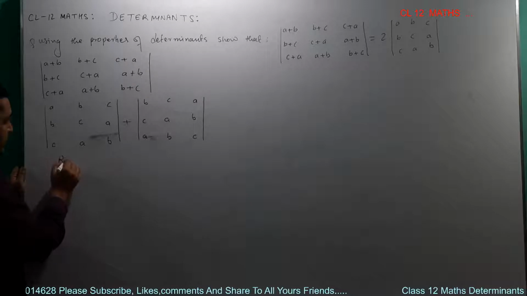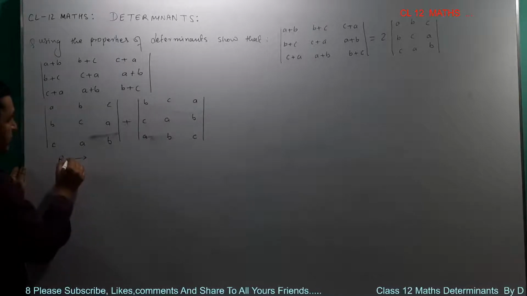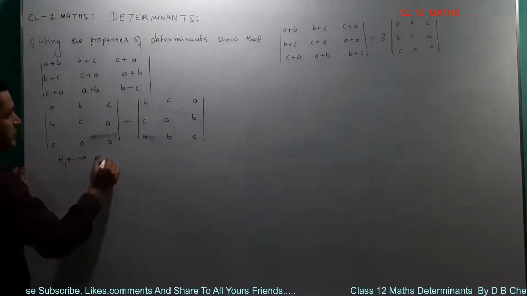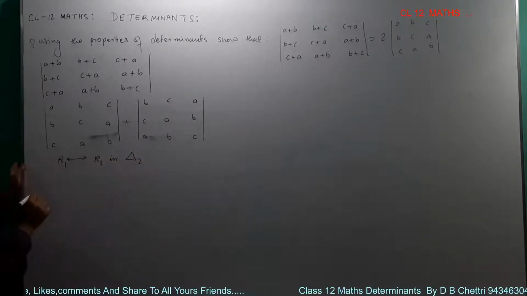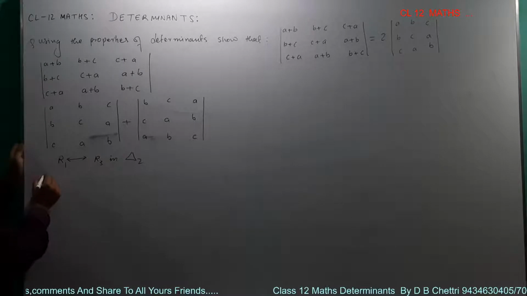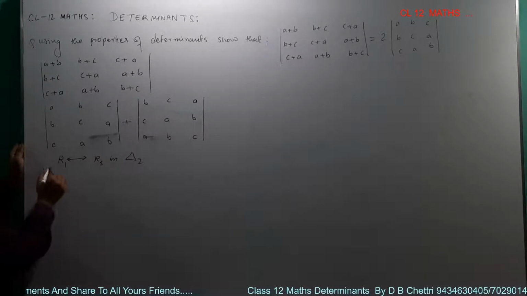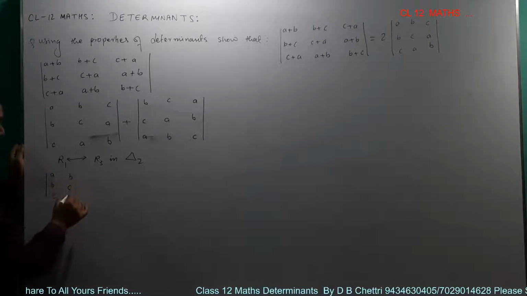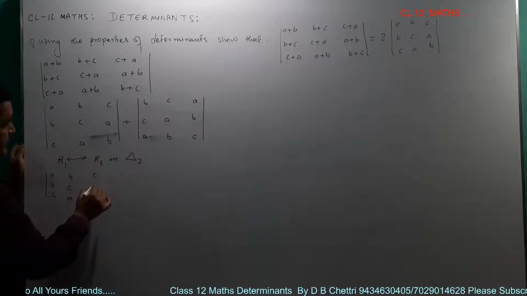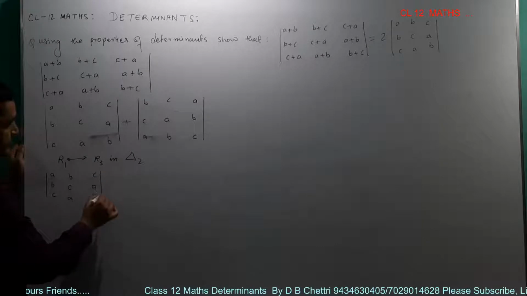Okay, that means R1 changes to exchange with R3 in the second determinant. The first determinant is the same. Now let's copy the first determinant the same: A B C, B C A, C A B.